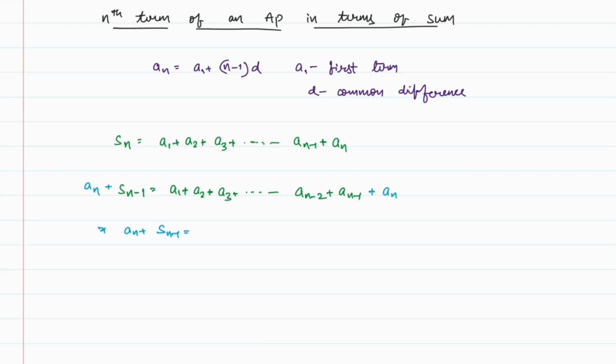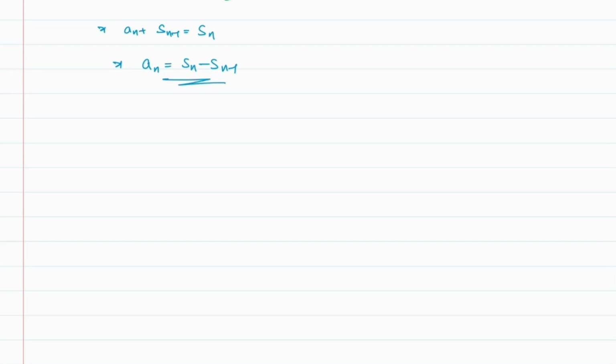a1 plus a2 plus a3 and so on up to an minus 1 plus an, which is equal to Sn, like written in the previous step. Now when you bring Sn minus 1 to the right hand side, we have an equal to Sn minus Sn minus 1. So that means the nth term of an AP is equal to the sum of n terms minus the sum of n minus 1 terms.